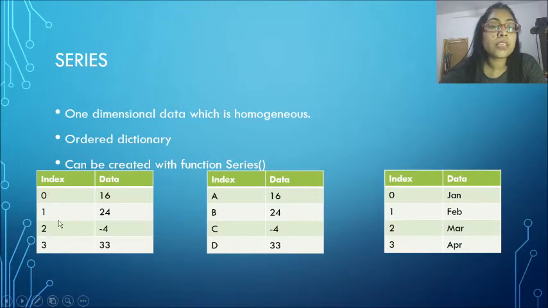Now one thing is very important to understand here: the default index always starts from 0 and it is 0, 1, 2, 3, 4 and so on. But you can give an index in any form. If you are not providing an index to your series, then it will take the index as 0, 1, 2, 3, 4.